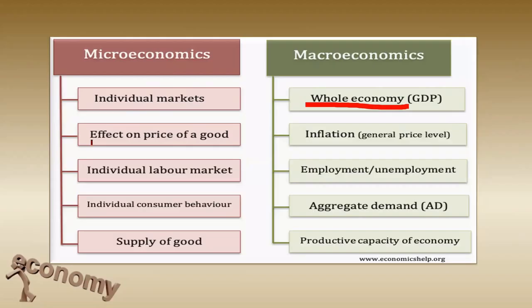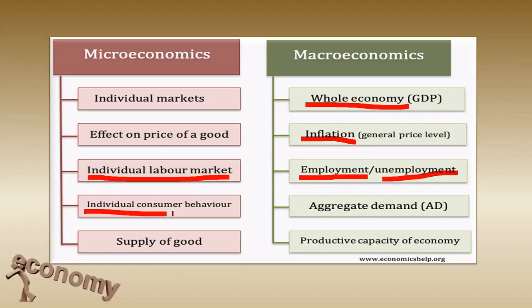In microeconomics, we study the effect on the price of a good, that is the change in the price of a good. But in macroeconomics we study inflation, that is the change occurring in the general price level. In the individual labor market, we consider whether any individual is getting employment or not. But in the macroeconomic approach, we are concerned with total employment or the total unemployment existing in the economy.